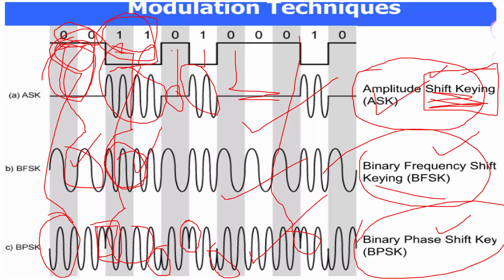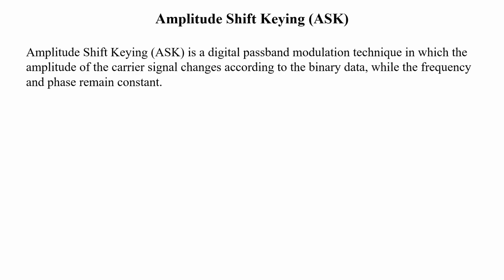So I hope you remember. The major thing is that in ASK the amplitude will vary, in FSK the frequency will vary, and in PSK the phase will vary. Okay, very similar to amplitude modulation. So we'll see some more details.